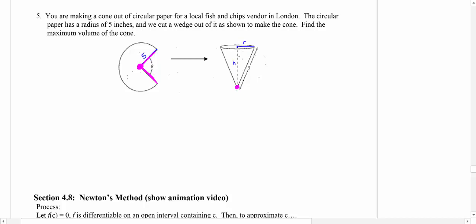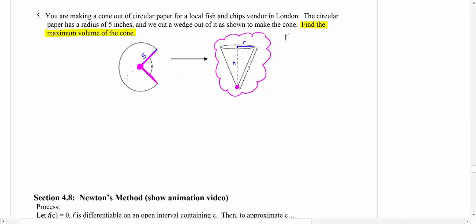So I do not know this perpendicular height or how tall my cone is. I only know the slant height in this case is 5. So if I only gave you this information right here, I could say find the maximum volume of this cone. Okay? That's all you need. So how would we do that?